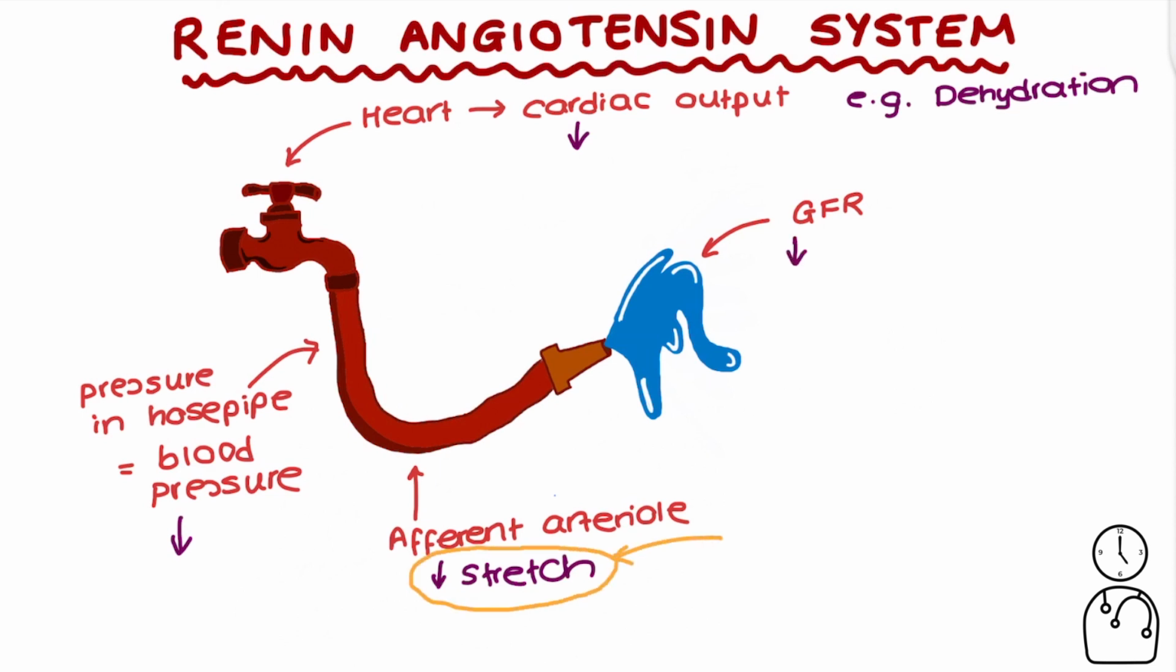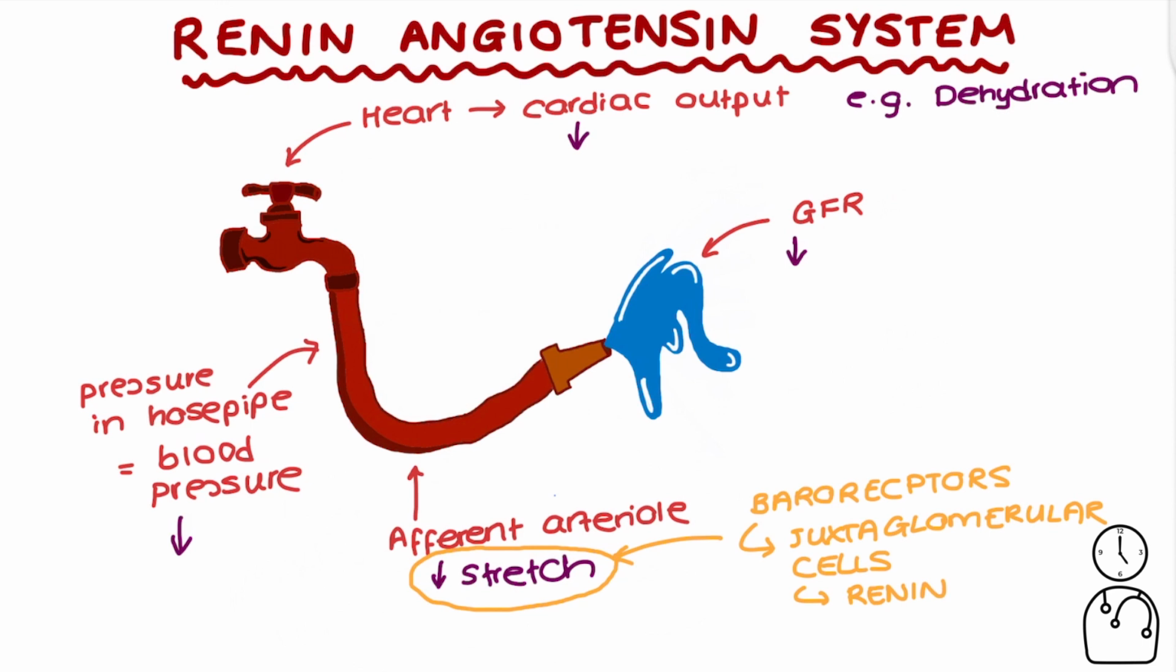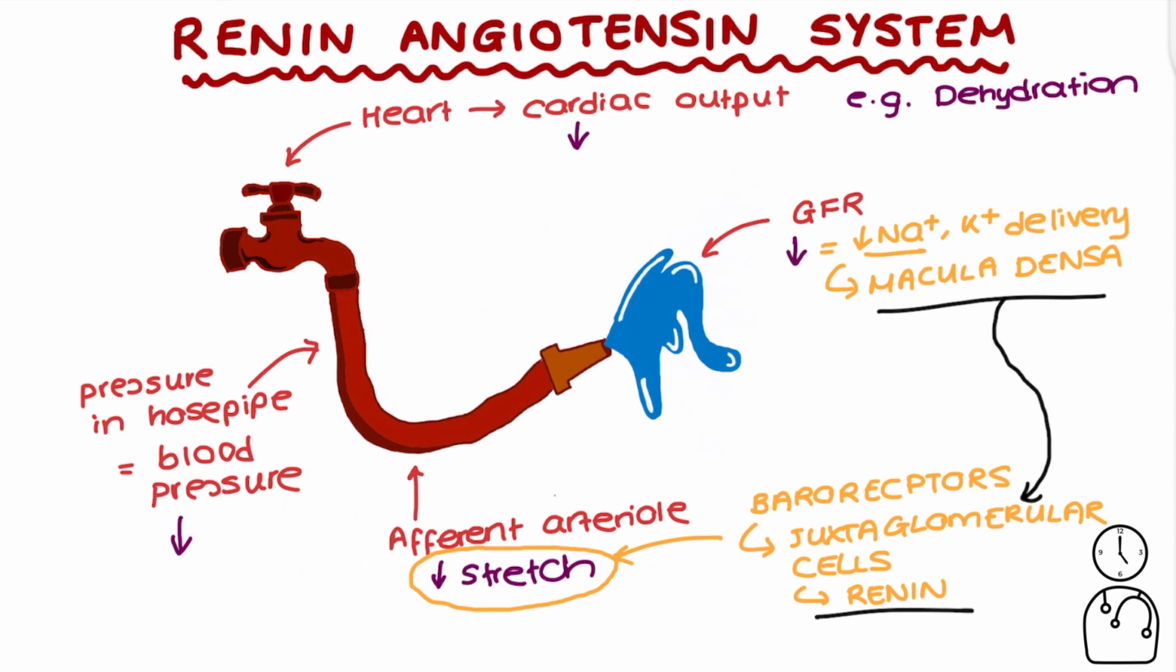The baroreceptor activity of the juxtaglomerular cells picks up the lack of stretch and causes renin to be released to fix the low blood pressure. Since there's a lower GFR, there's less stuff going into the nephron, such as sodium and potassium. The macula densa senses the low sodium and also tells the juxtaglomerular cells to release renin.